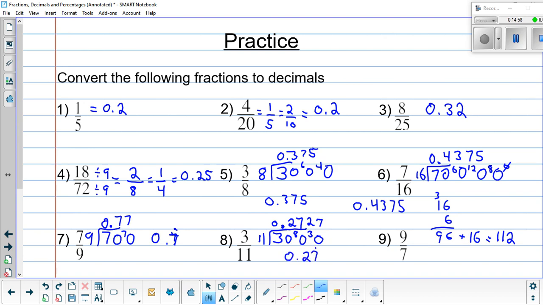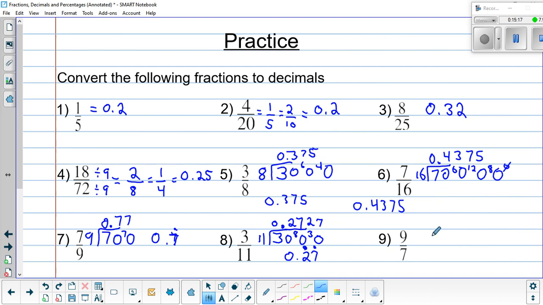So don't be scared by the recurring decimals. I find it's actually nicer because it means we can just stop. Keep in mind, I put a dot over each value that's recurring if they're right next to each other. I'm just going to erase a little bit of this so we can get the last one done.